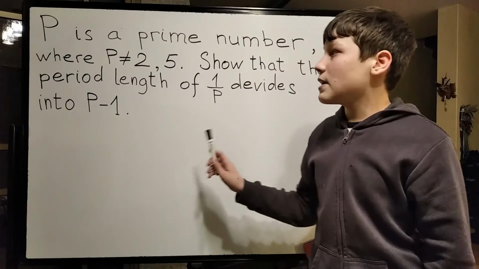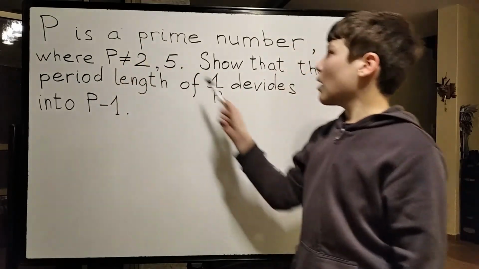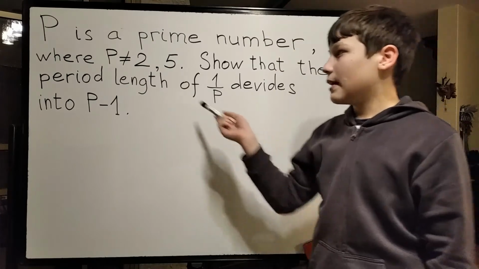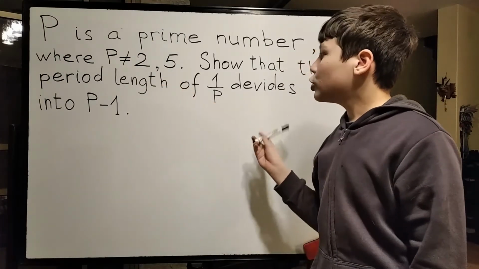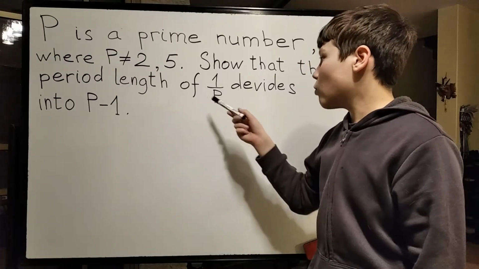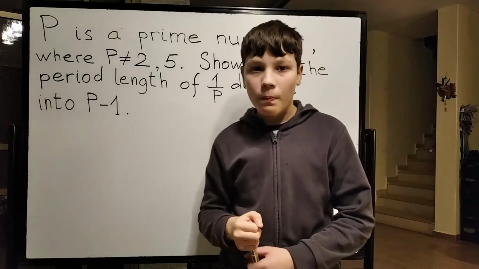Today we're going to look at this problem. So we have P is a prime number where P is different than 2 or 5. Show that the period length of 1 over P divides into P minus 1.